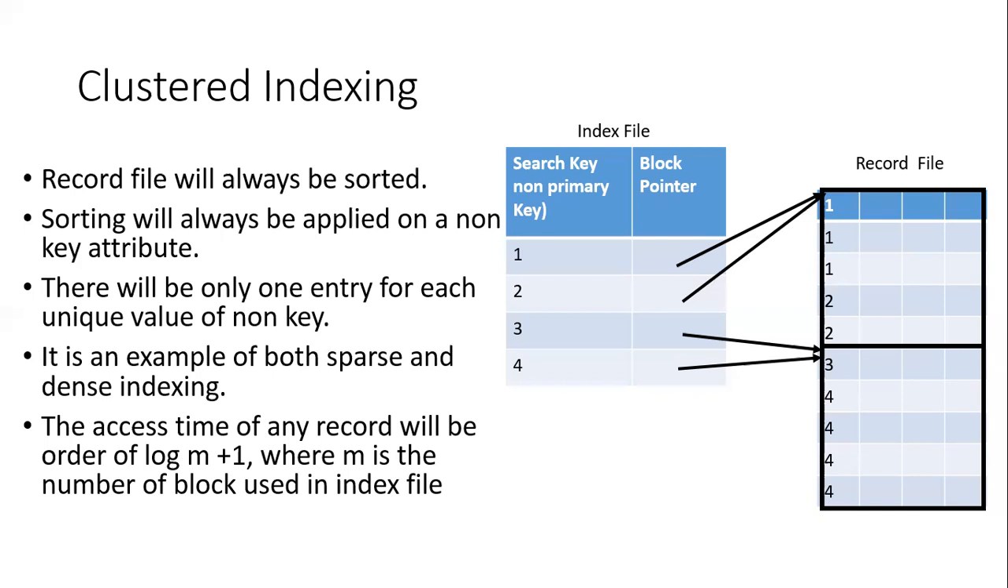So in the order of log n, we can access the desired index entry, and through a pointer we can reach the desired block, and then we access that block. This means the total access time will be equal to log n plus 1: log n to get the index entry and plus 1 to get the block in which the record is present.